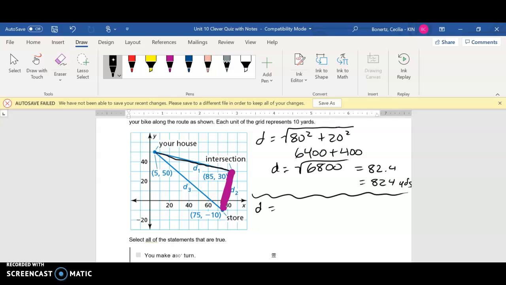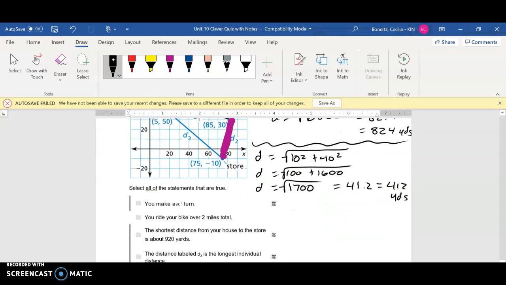That next distance is going to be 85 minus 75, which is 10 squared, 30 minus negative 10, which is 40 squared. So I have 100 plus 1,600, so I've got the square root of 1,700, which is 41.23, which is times 10 yards, so I've got 412 yards.